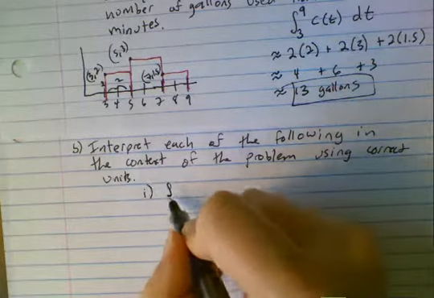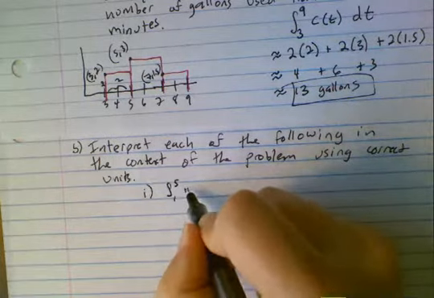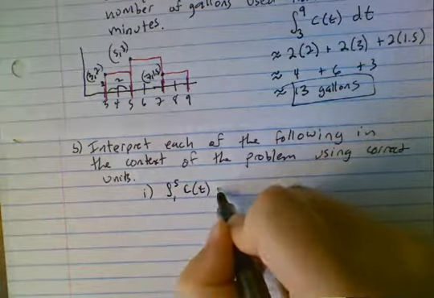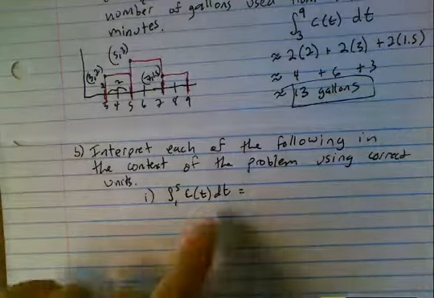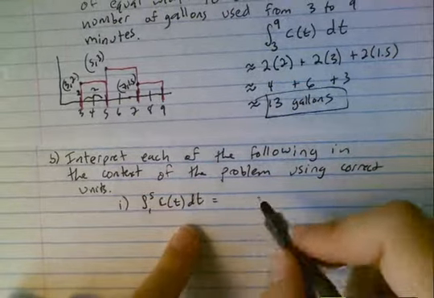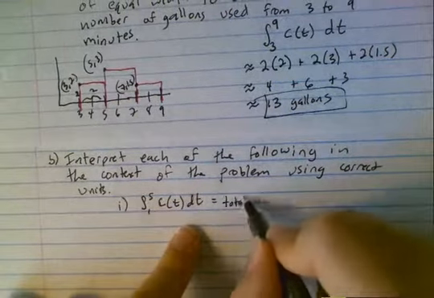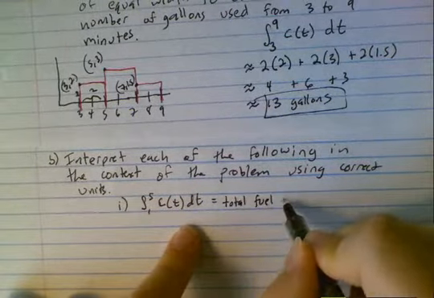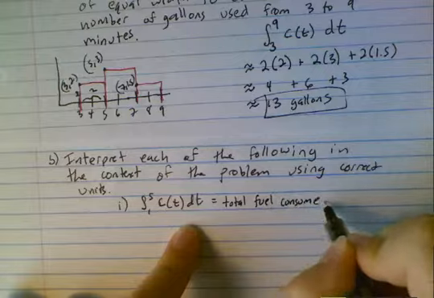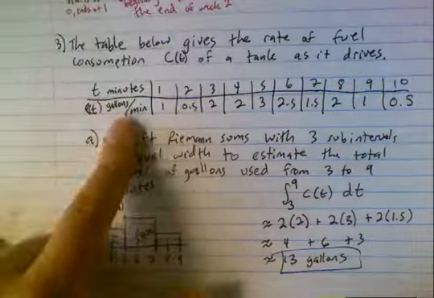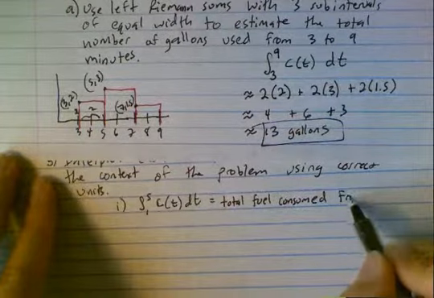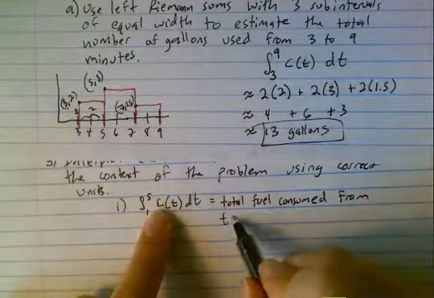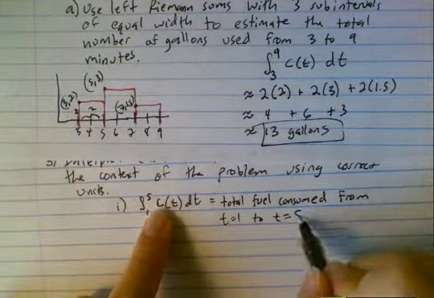First, let's do the integral from 1 to 5 of C of t dt. So the integral of a rate, that's accumulation, or the total fuel consumed. So instead of gallons per minute, we're looking at gallons. From, and this is very important, t equals 1 to t equals 5 minutes.